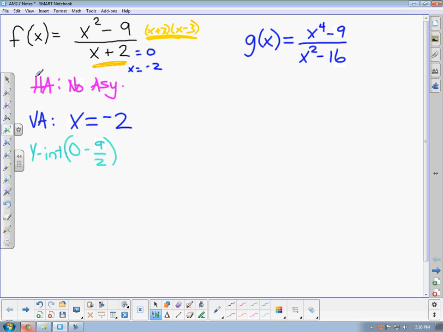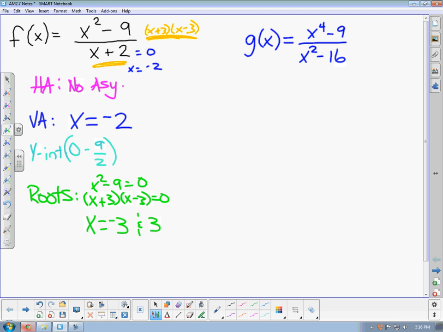And then the last thing that you can get from this graph would be the roots or the zeros or the x-intercepts of the function. There, all you have to do is set the numerator equal to 0 and solve it. And we know that that is x plus 3, x minus 3 if you go with the factoring route. And then, so we know x equals a negative 3 and a positive 3. And so then you can sketch the graph of this function.